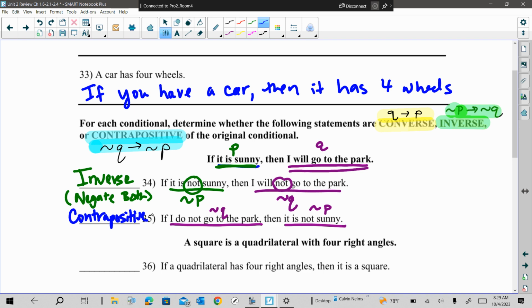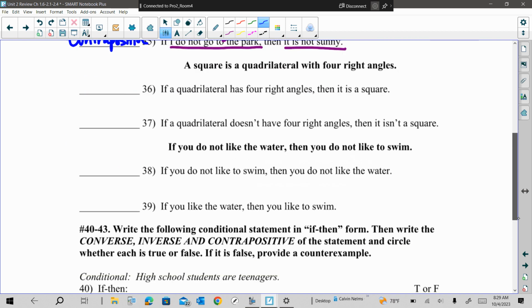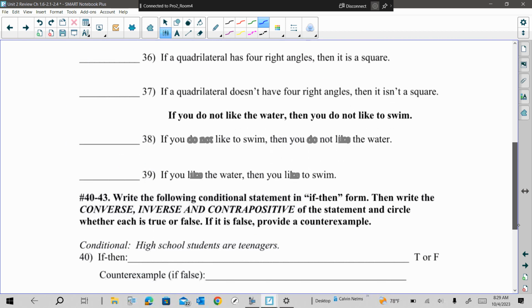So I will be giving you the statements from an original statement. You have to tell me which type of conditional it is. Is it a converse? Is it inverse? Is it contrapositive? Also, is it a biconditional?